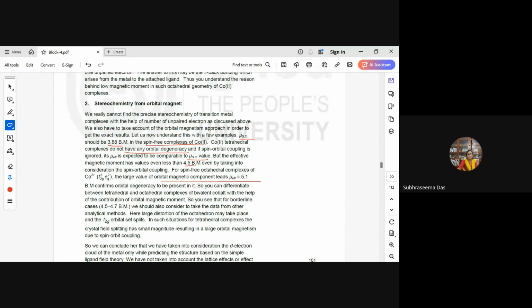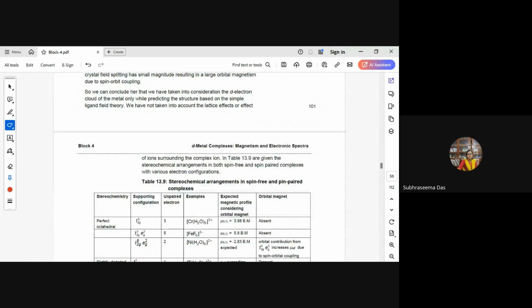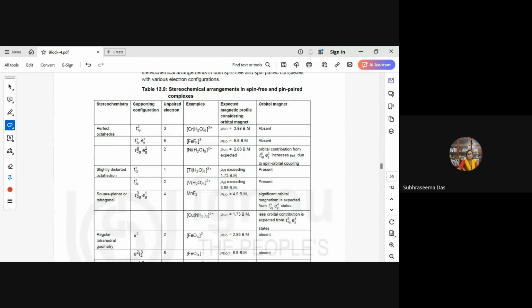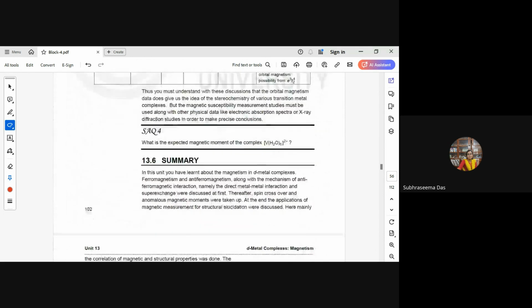So if we can differentiate between the tetrahedral and octahedral complexes, and we know the nature of the orbital magnetic moment, then we can actually predict their stereochemistry. These are certain stereochemical arrangements in spin-free and spin-paired complexes, in table 3.13.9, that has been listed here.